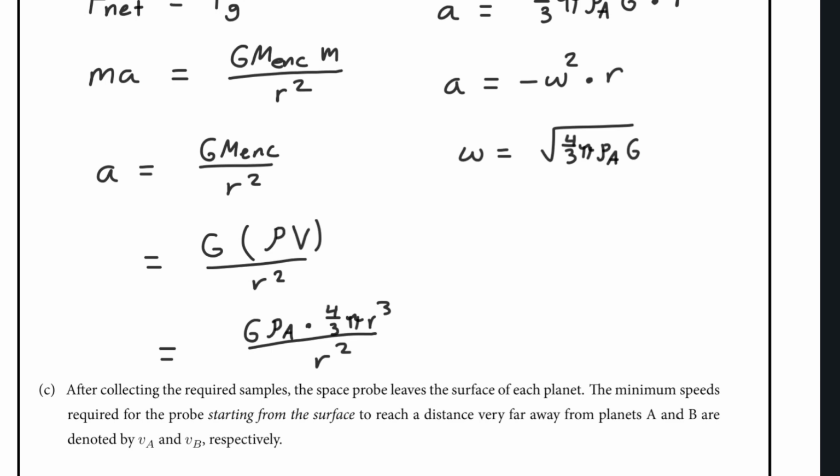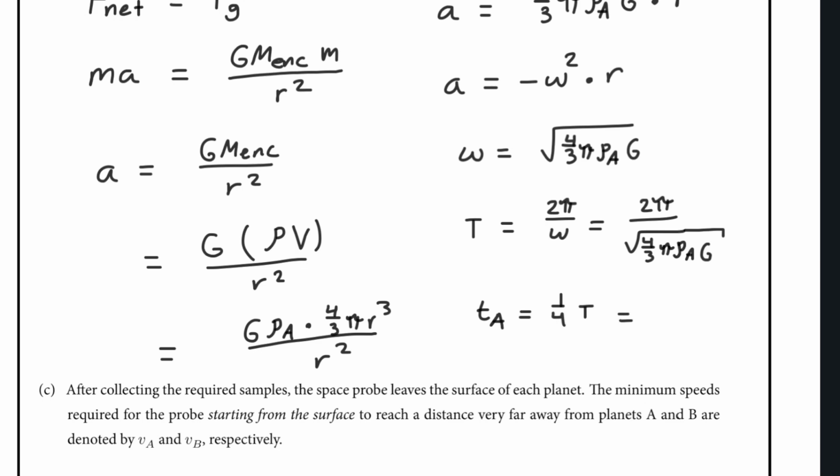And similarly, if we know omega, we know the period of the motion is 2 pi divided by omega. So we'd get 2 pi divided by the square root of 4/3 pi rho G. But this represents the time it would take the probe to fall through the planet, pass through the center, pop out the other side of the planet, and come back. So T_A, the time we actually want to solve for, is just a quarter cycle. That would be pi divided by 2 times the square root of 4/3 pi rho A G. So quite the expression.